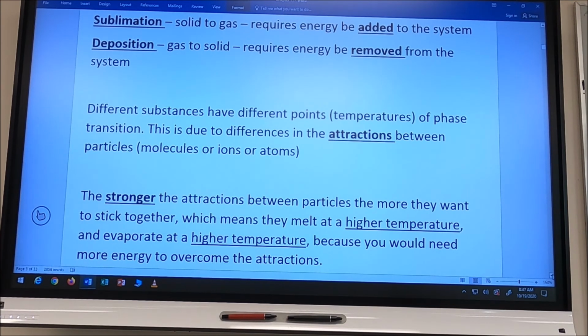Okay? Different substances have different temperatures of phase transition. This is due to the differences in the attractions between the particles, the molecules, the ions, or the atoms. The stronger the attractions between the particles, the more they want to stick together, which means they're going to have higher melting points, they're going to have higher boiling points, okay? It's going to need more energy to overcome those attractions to do that phase change.